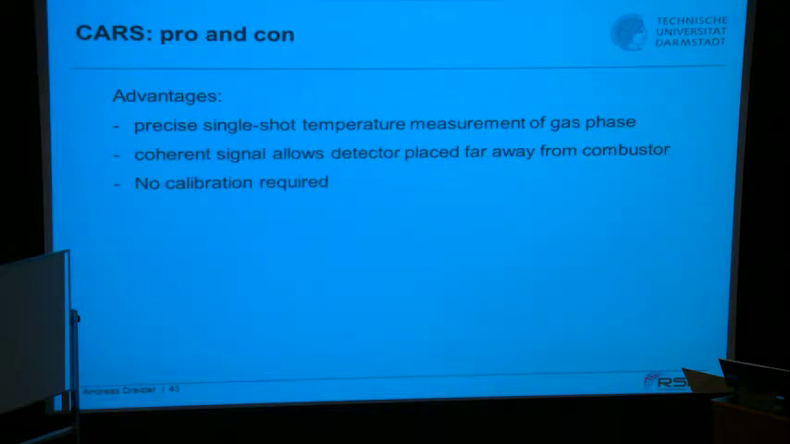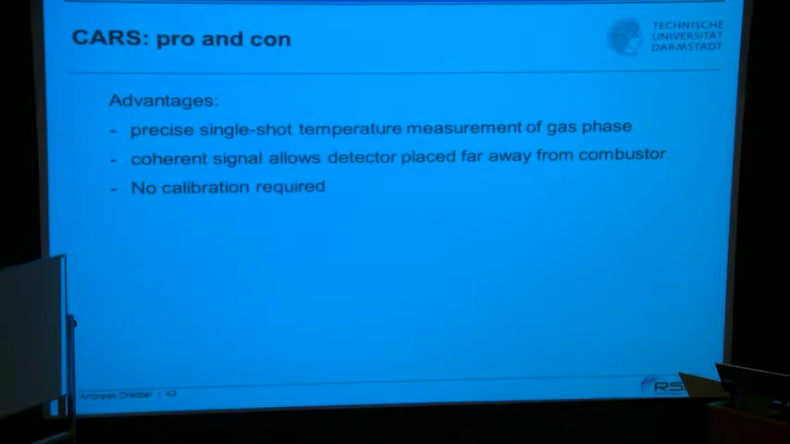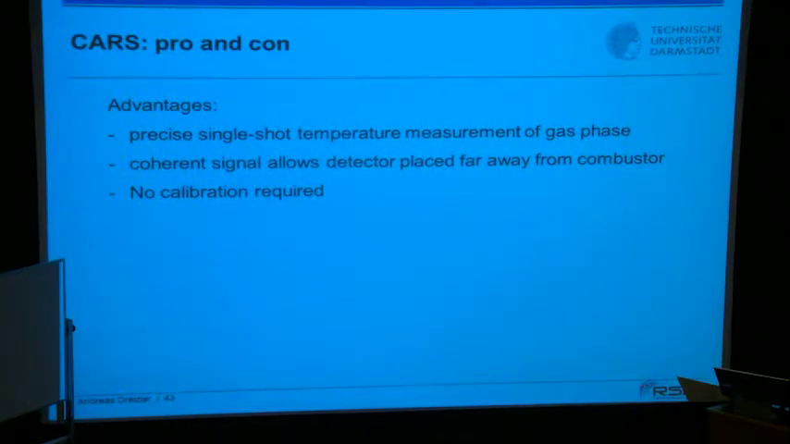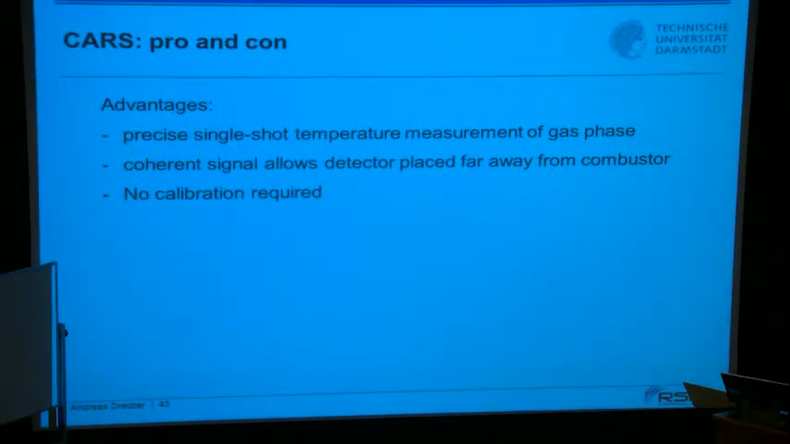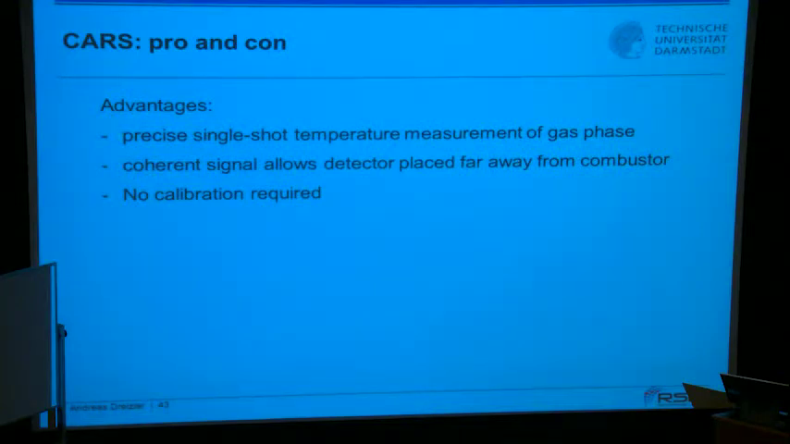I would like to discuss briefly the pros and cons. The advantage is you really have a precise single-shot thermometry measurement for nitrogen, typically, which is present in most combustion systems. You have a coherent signal such that the detector can be placed far away from your measurement or probe volume. And again, because you rely on the Boltzmann distribution in the end, there's no calibration required.